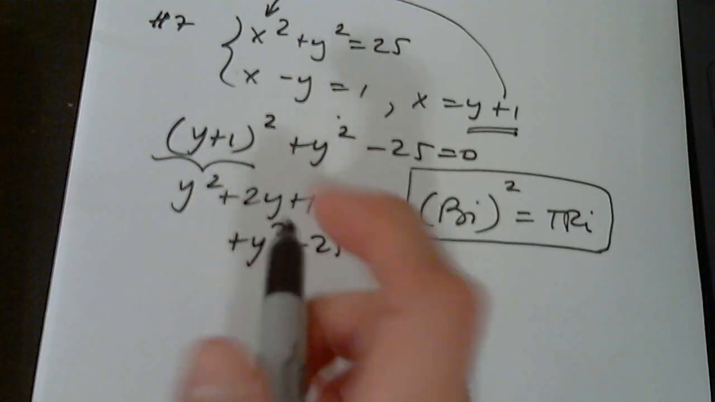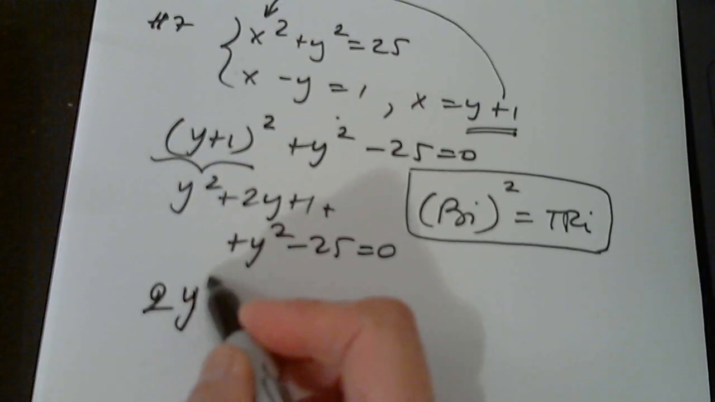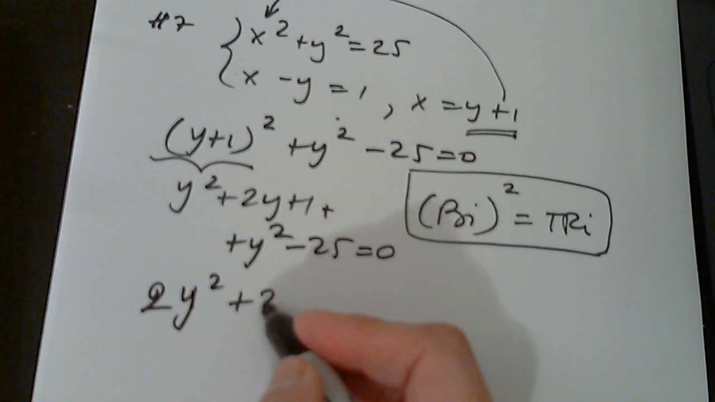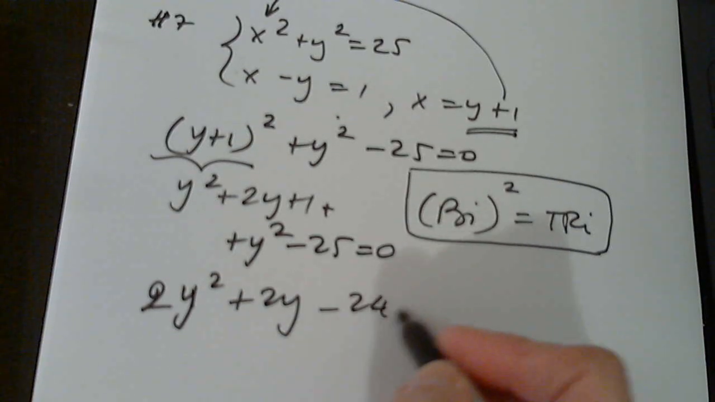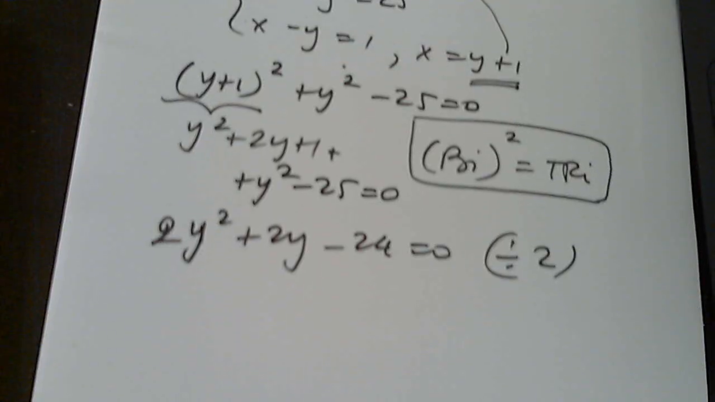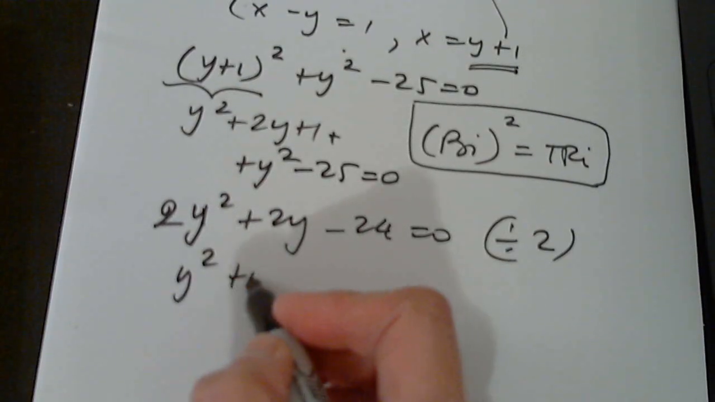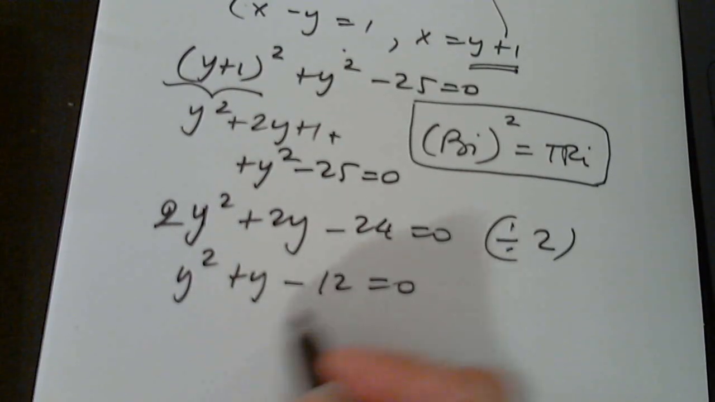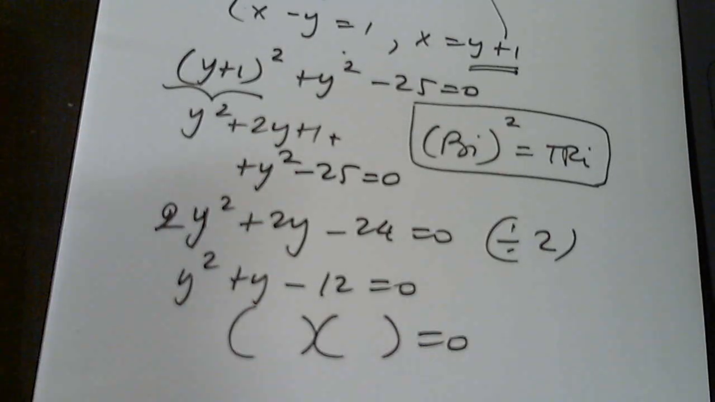So we have combined like terms, 2y squared, and then plus 2y, and minus 24 equals 0. Of course, I will clean it up, dividing both sides by 2. So I have y squared plus y minus 12. And I hope that I can quickly factor that. If I can't, I will use the apps in the calculator. We are beyond solving a little quadratic equation.